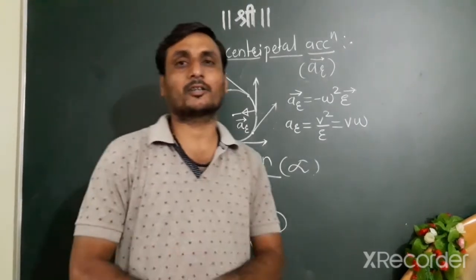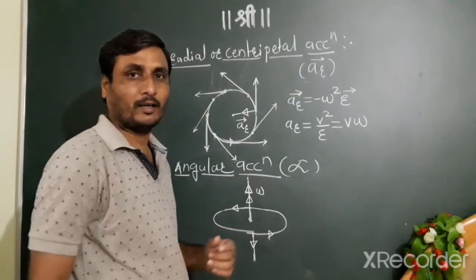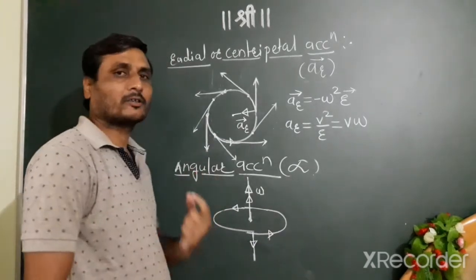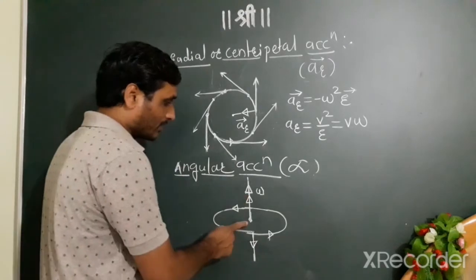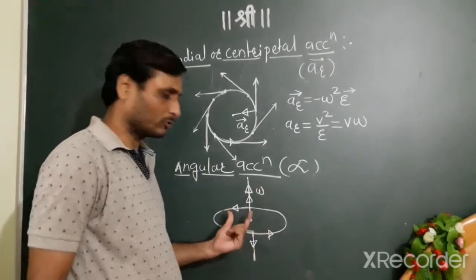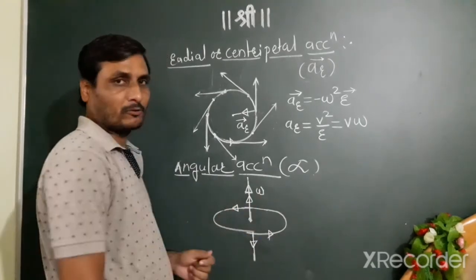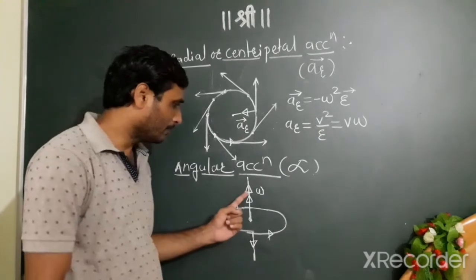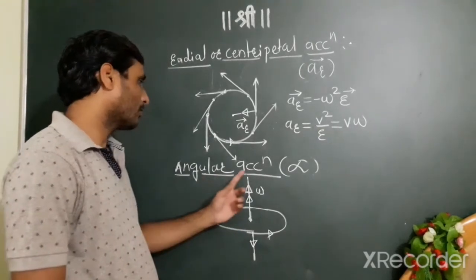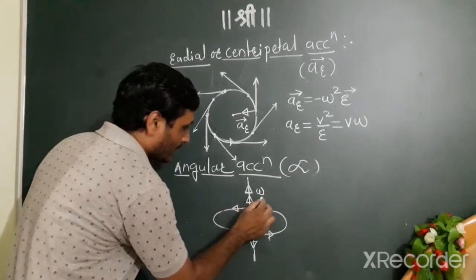Then what is the direction of angular acceleration? We know that the angular acceleration is given by alpha, and now see how to find out the direction of alpha. Now consider this diagram. In this diagram, the particle is performing non-uniform circular motion in the anti-clockwise direction. If the angular speed is increasing, then the direction of angular acceleration is along the omega in this way.